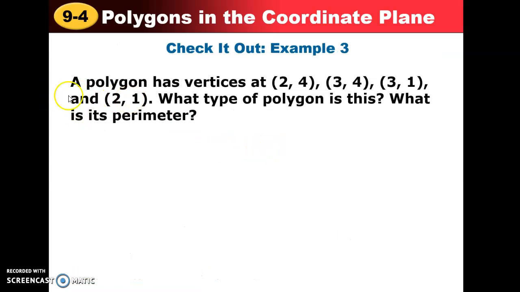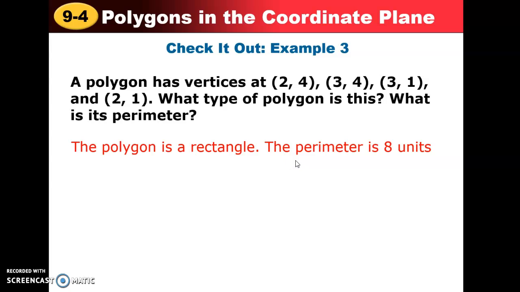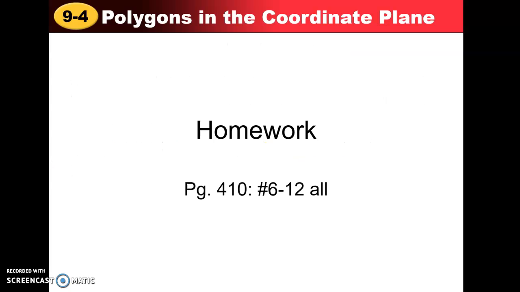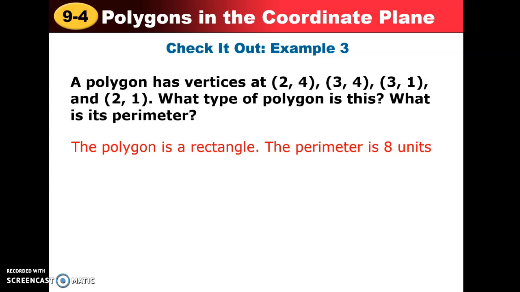Okay, so let's take a look at this here. I'm giving you a polygon that has vertices at (2, 4). And vertices, remember, is just a fancy word for endpoints, okay? (2, 4), (3, 4), (3, 1), and (2, 1). What type of polygon is this, and what is its perimeter? So you're going to graph that, and you'll find out that it's a rectangle. And when you count all the sides, you'll find out that you have a perimeter of 8 units, okay? So it's just a simple matter of plotting the points, connecting the dots, and counting around the units to find the perimeter.